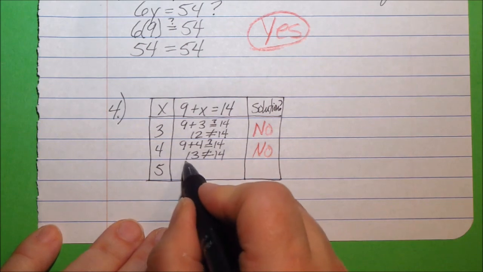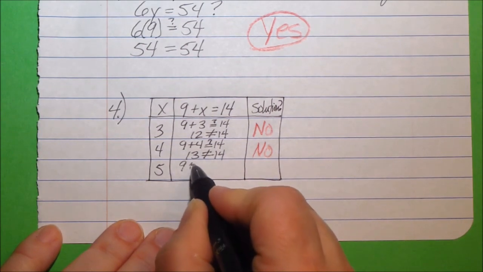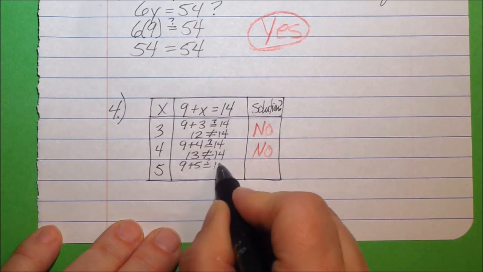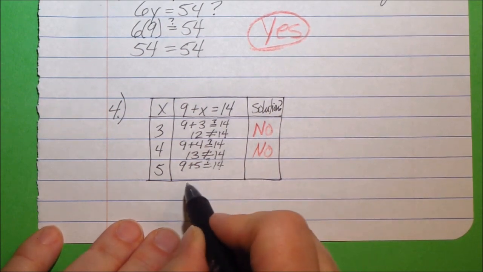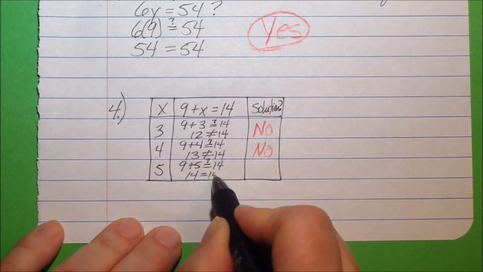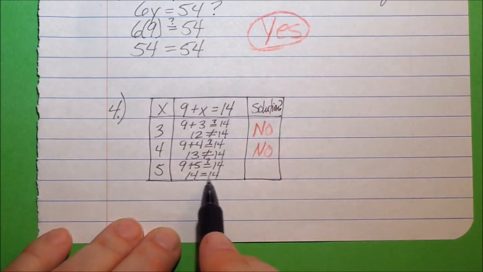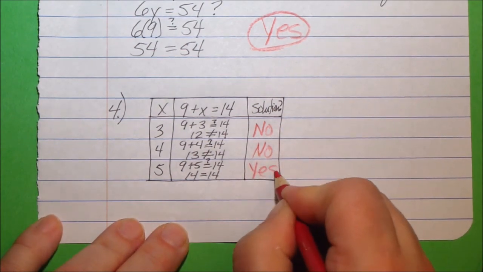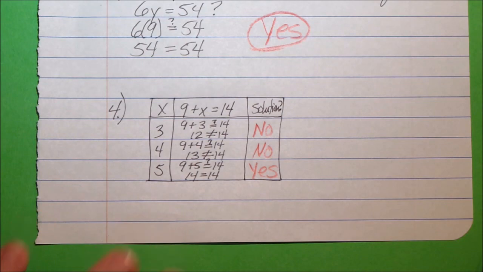So we'll plug in 5. 9 plus 5. Is it equal to 14? 9 plus 5 is 14. Bring down the equal sign on the other side of the equation. 14 equals 14. So 5 is a solution to 9 plus x equals 14. All right? So that's how you do those problems.